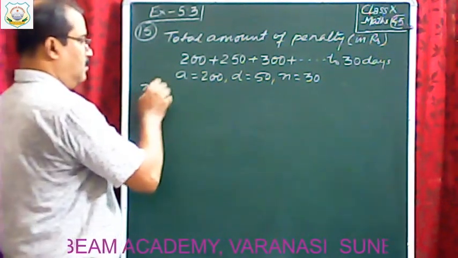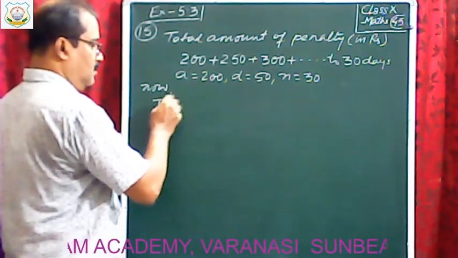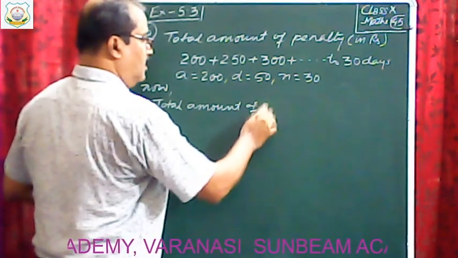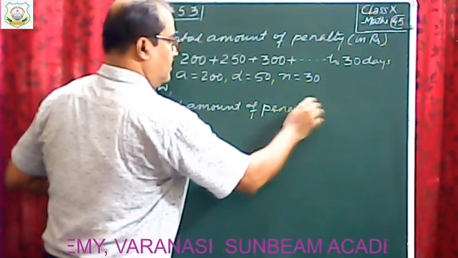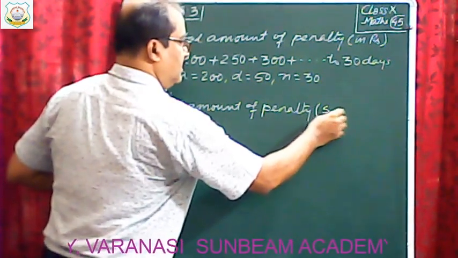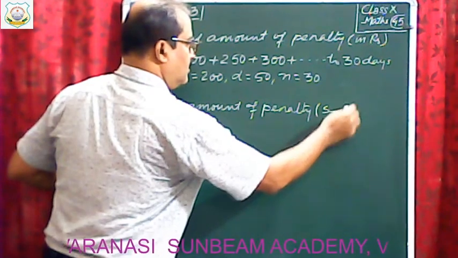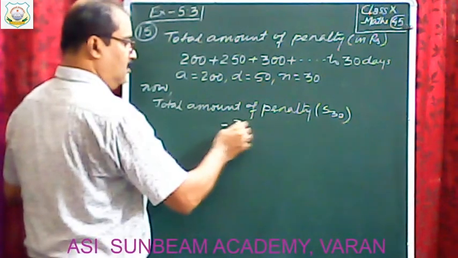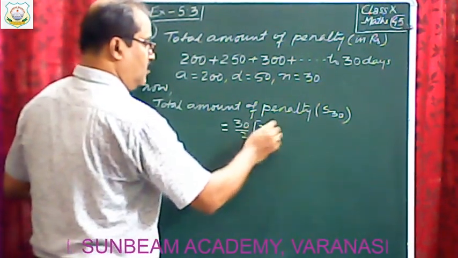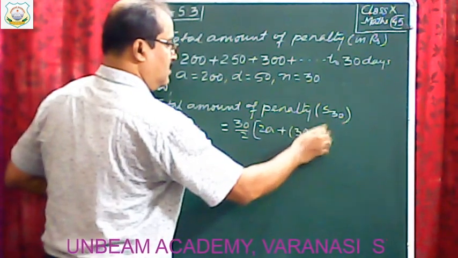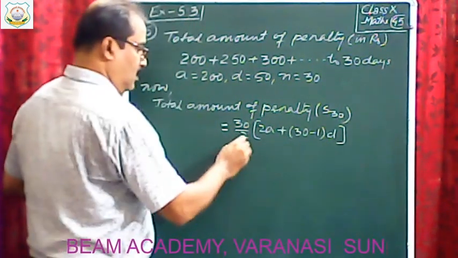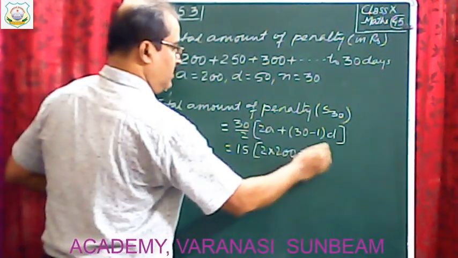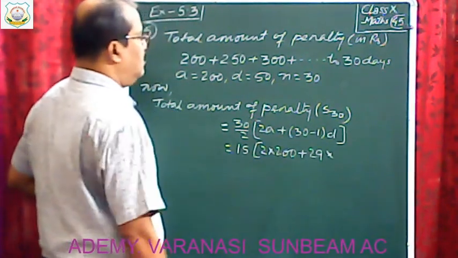The total amount of penalty, that is S30. S30, N is 30. So 30 by 2 within bracket 2A plus N minus 1, 30 minus 1, into D. Reduce: 15, 2 into 200 plus 29 into 50.